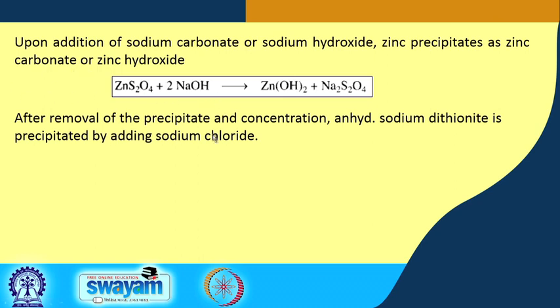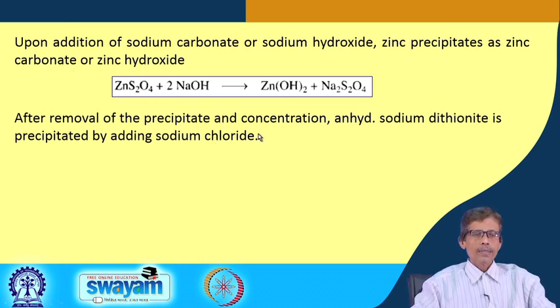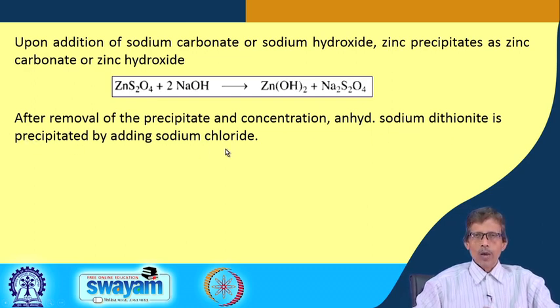So, after removal of the precipitate, you go for concentrating the system. Anhydrous sodium dithionite is precipitated by adding sodium chloride. So, you get a saturated solution of sodium dithionite, but still it has some good solubility. So, we add some common ion, that means your sodium ion. In terms of that, we add some saturated solution of, say, sodium chloride. So, the common ion effect will now play a role.